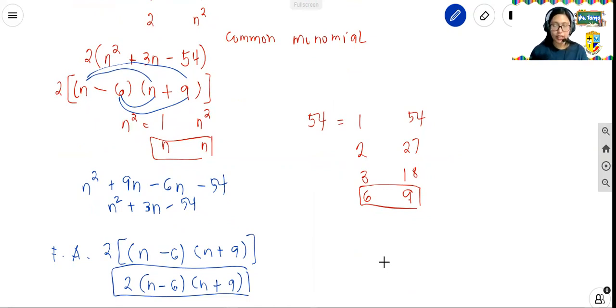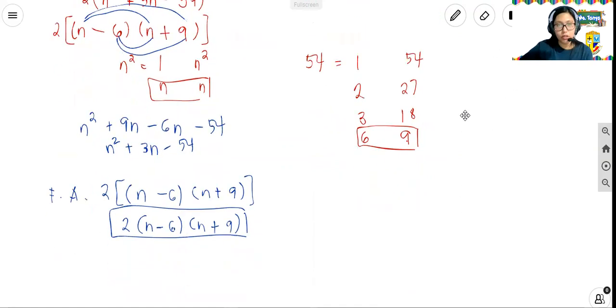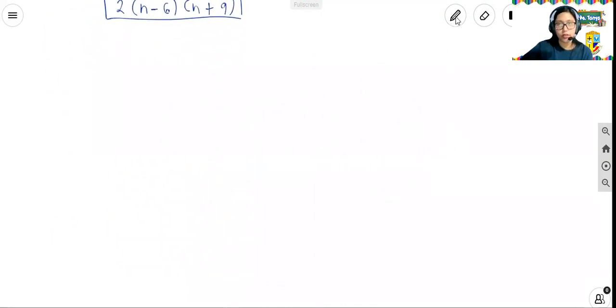Okay, so again, the technique here is to get the factors of the first term and also the last term, and then try to make a partnership or to get a pair of the factors wherein when you multiply them, you will get the middle term as a sum or a difference of their products. Okay, so maybe you can try it on your own. Practice this factoring by doing these examples or these questions.